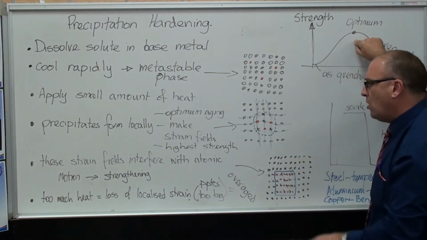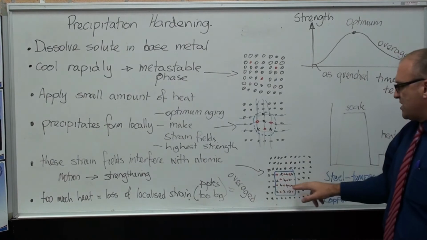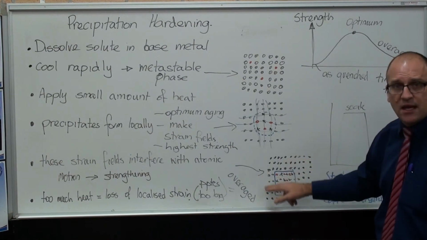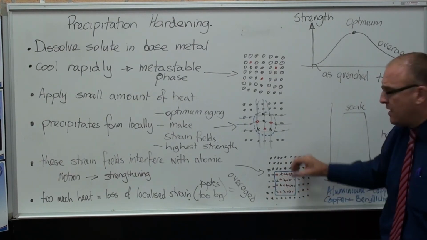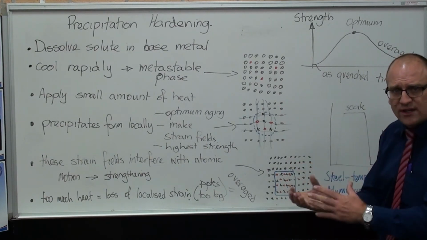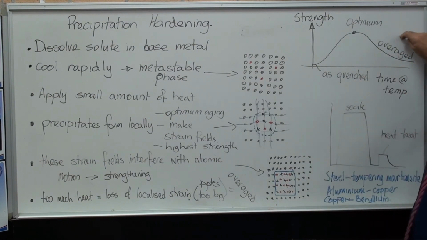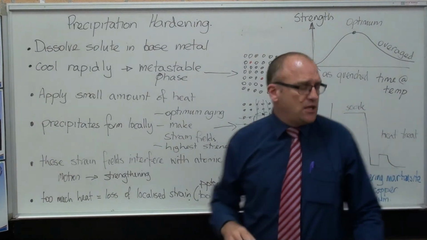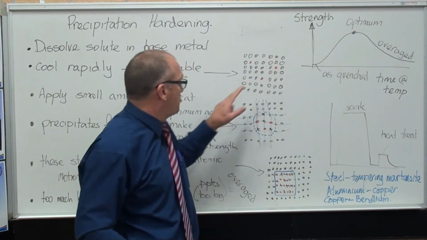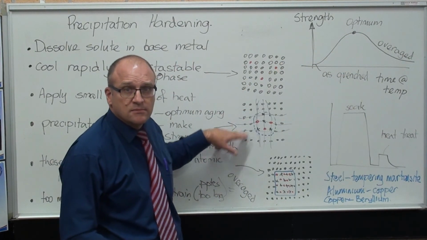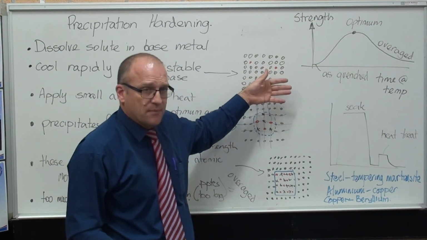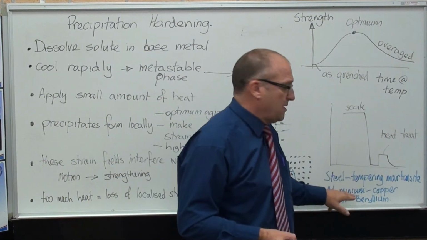If you heat it up more, then you just get globs of precipitates that are just sitting in an island of something else, or they're an island in another matrix. There's not that local strain field to the same extent, so that means it's not as strong. Overaging reduces strength. Optimally aged is maximum interference with atomic motion. As quenched is low strength because it's just a soft, solid solution hardened material. Could be steel, could be aluminium, could be copper beryllium.